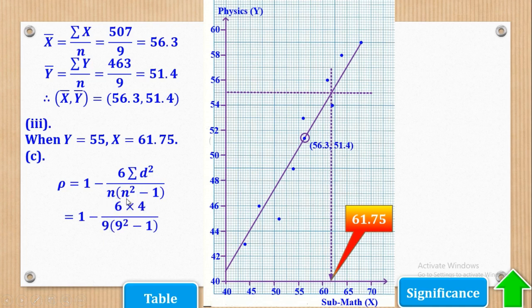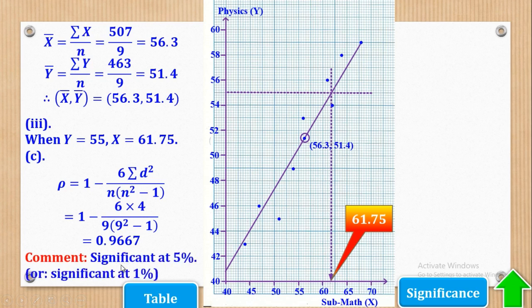So we substitute for n and for the summation of d squared, which is that. The next step is to use the calculator to come up with 0.9667. After that we have to comment. You choose one comment. You can choose the significance at 5% or at 1%. At 5% it is significant, and also at 1% it is significant.